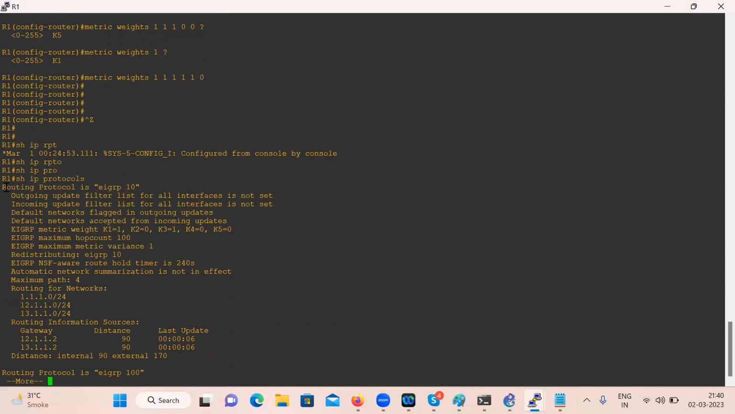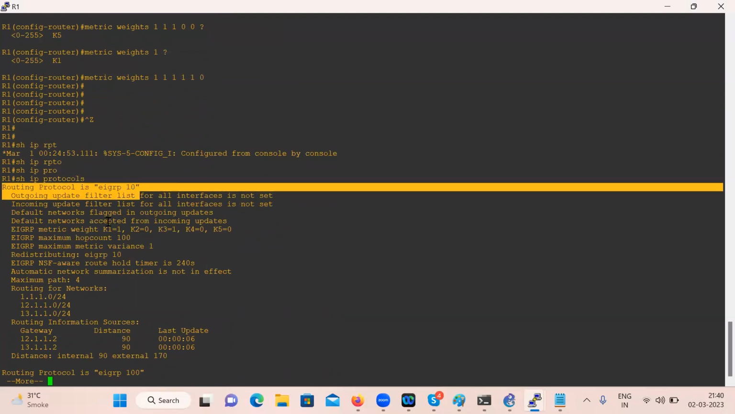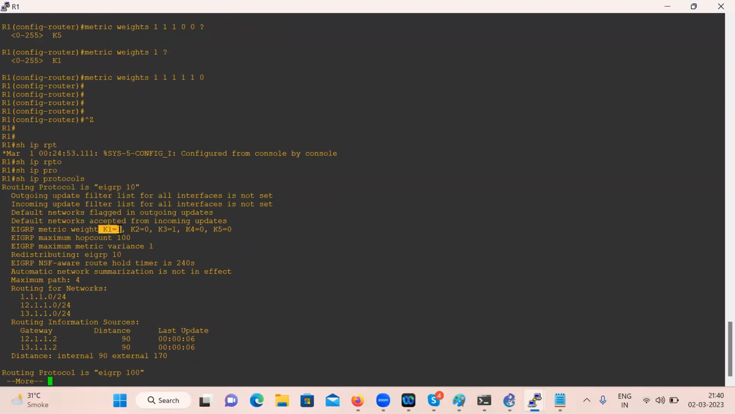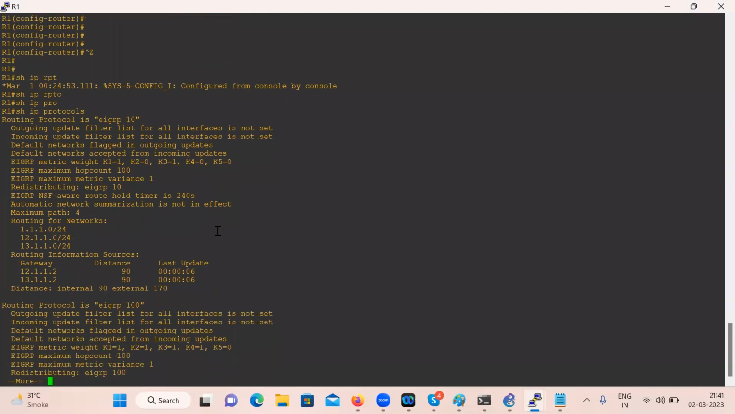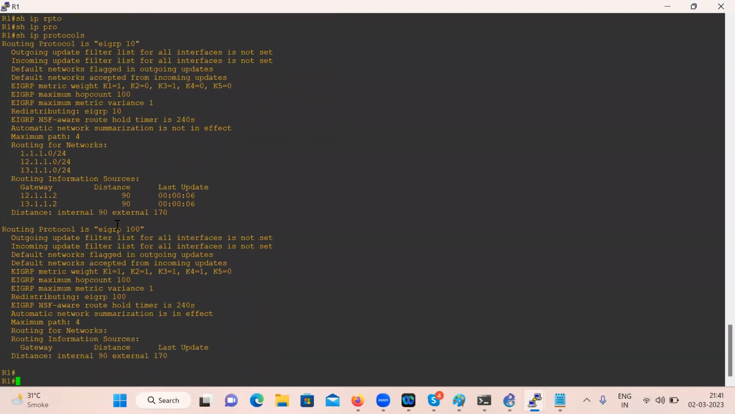This one is for EIGRP AS number 10. They are using the default values, which is K1 and K3 equal to 1 and all others, K2, K4 and K5, are 0. But if you see EIGRP AS number 100 here, what they have included: K1 is equal to 1, K2 also 1, K3 also 1, K4 also 1. And the last one, K5, is 0.